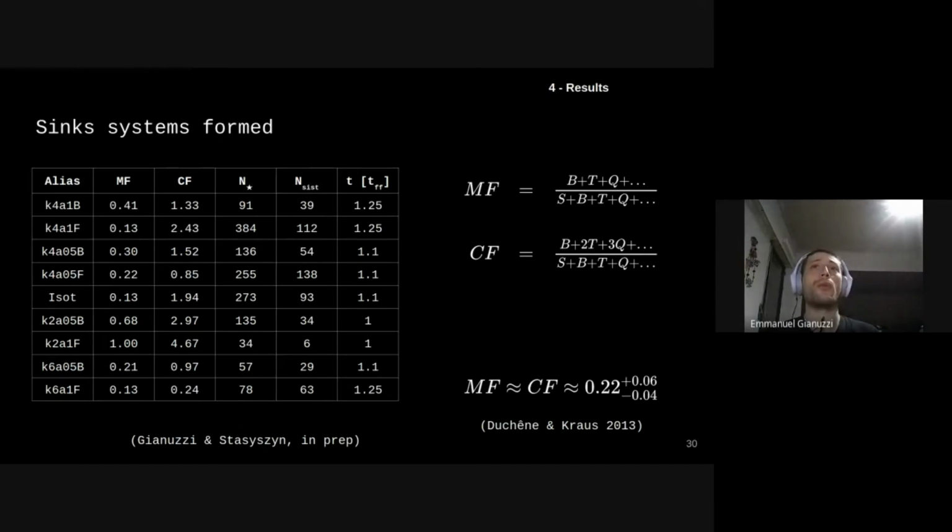Comparing these values to the ones obtained by observations, we found that only 2 of our simulations produce an MF similar to the observed, and only 1 produces a CF similar to the observed. These differences may be a consequence that we did not impose a maximum multiplicity for the systems formed, as usually done. When it's done, it's usually a value of 4.